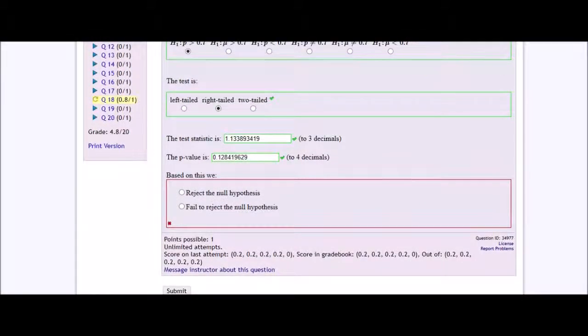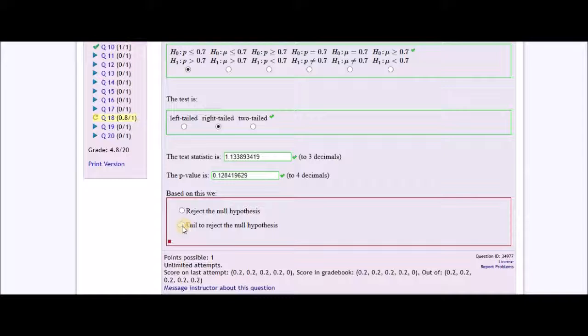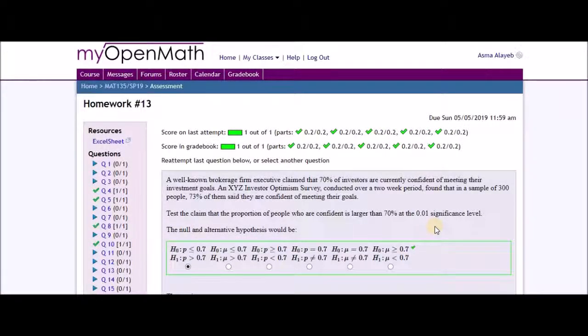Next, we're going to make a decision based on the numbers that we have. We have the p-value. The p-value is 0.1 or 10% approximately, which is bigger than alpha. So since it's bigger than alpha, we will fail to reject the null hypothesis, and that is the right decision to do. I hope this video helped you, and I will see you in a different one.